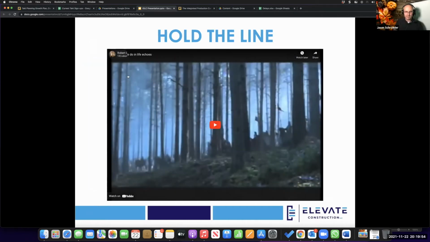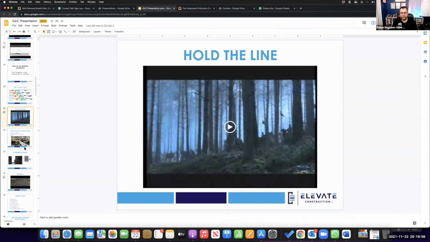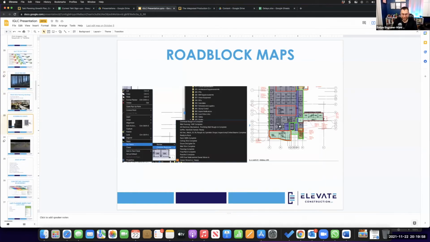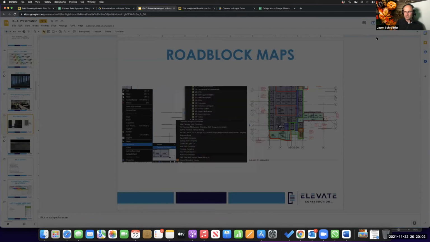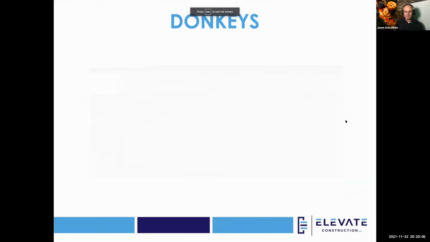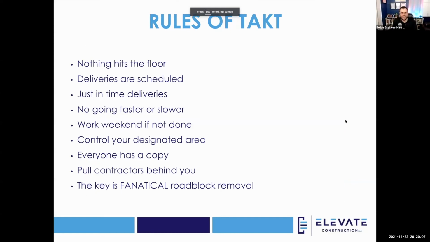Actually, let me get, what the heck? So just shut my truck down. So, this is a roadblock map, and this is one of my favorite ones. Oh, I hit share instead of present. All right, so right here, damn it.